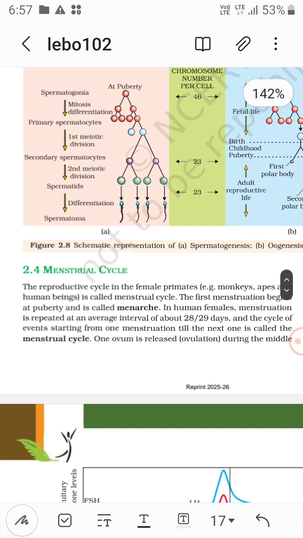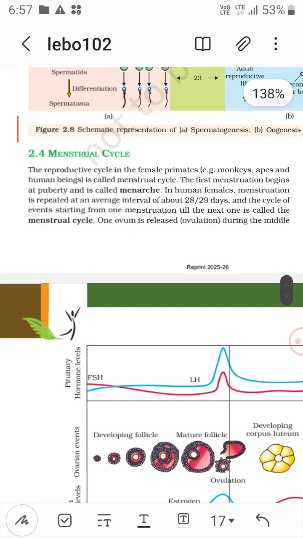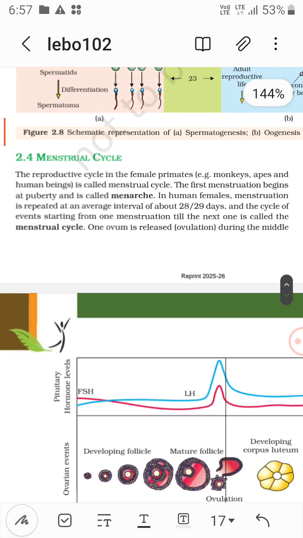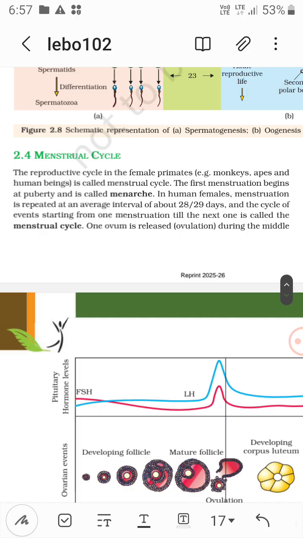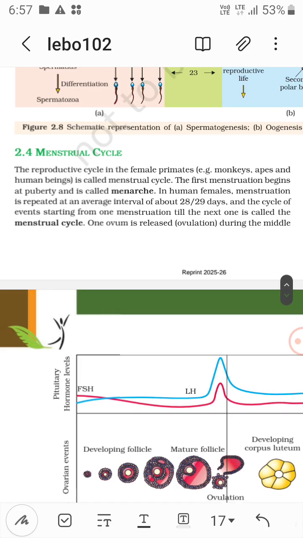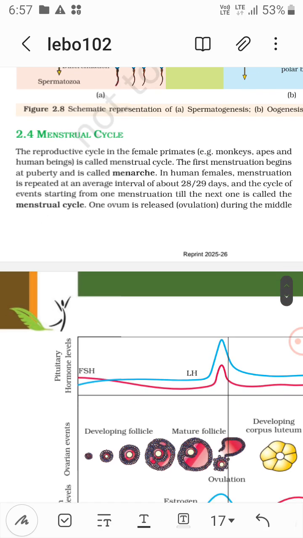Okay, now the menstrual cycle. We are going to study the menstrual cycle. The reproductive cycle in the female primates, that is monkeys, apes and human beings, is called the menstrual cycle. The first menstruation begins at puberty and is called the menarche. In human females, menstruation is repeated at an average interval of about 28 to 29 days, and the cycle of events starting from one menstruation till the next one is called the menstrual cycle.